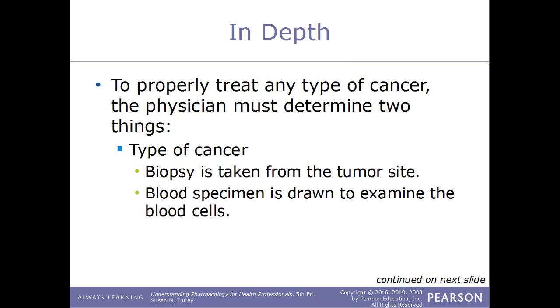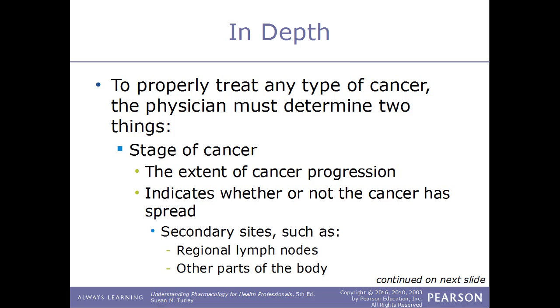Now, to properly treat any type of cancer, the physician must determine two very important things. The first one is the type of cancer, and this is done by biopsies being taken from the tumor site, or also blood specimens that are drawn to examine the blood cells. And the second point is the stage of the cancer. This shows the extent of the cancer progression, as it indicates whether or not the cancer has spread to secondary sites in the body, such as lymph nodes or other parts of the body in general.